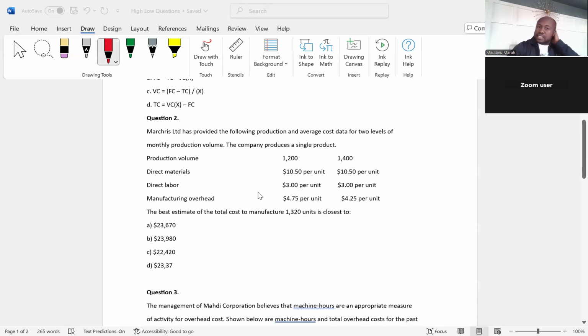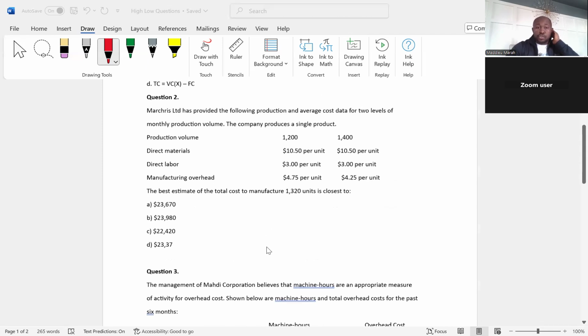And question 2. Question 2 is asking for the best estimate of the total cost to manufacture 1,320 units, which is closest to. So between A to D, which one is the answer? And for this question 2, you can pause the screen and solve it. Okay.